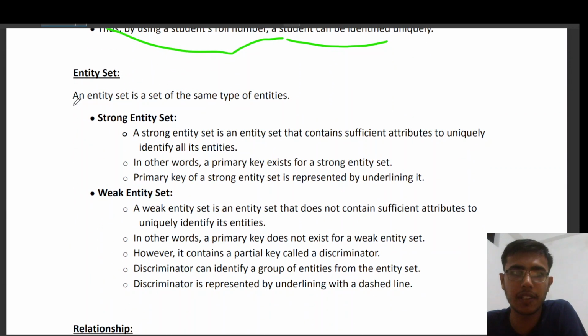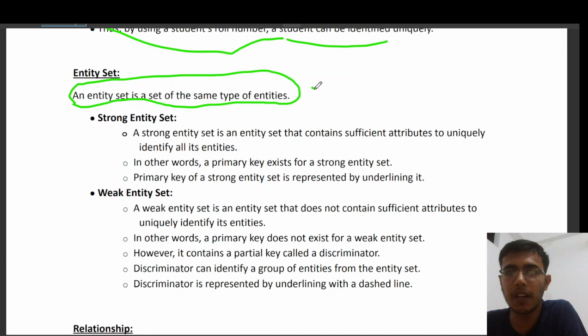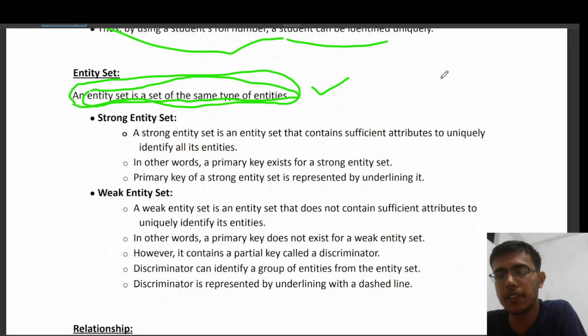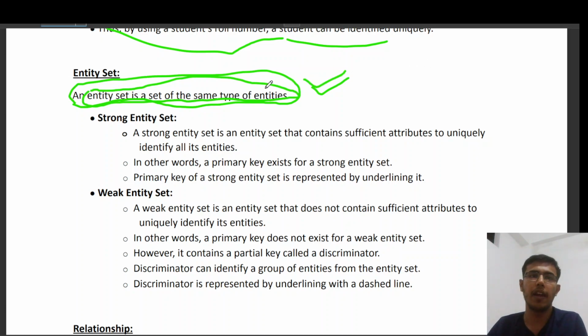Now, what is an entity set? An entity set is a set of the same type of entities. It is a set of the same kind of entities. Same kind of entities, what do we call them? Entity. An entity set is basically a set of the same kind of entities.